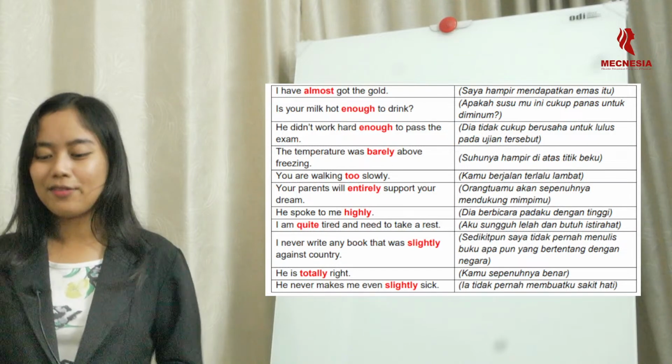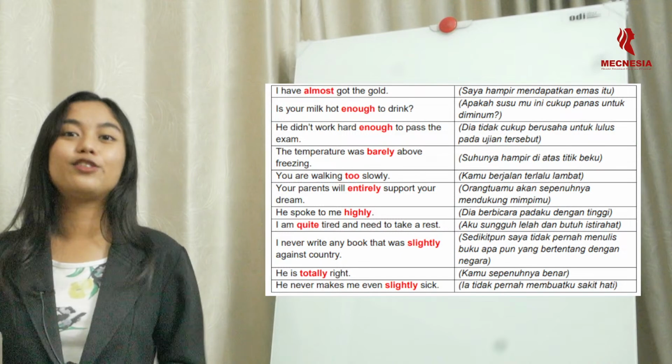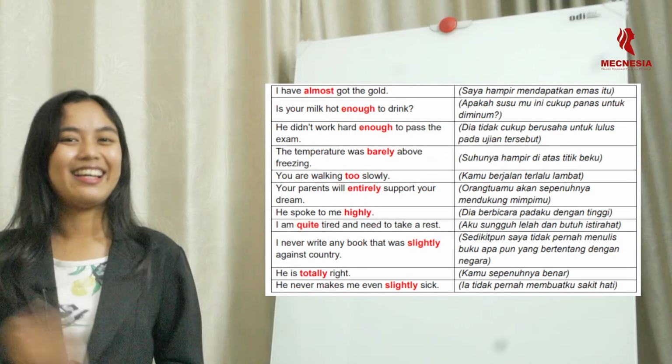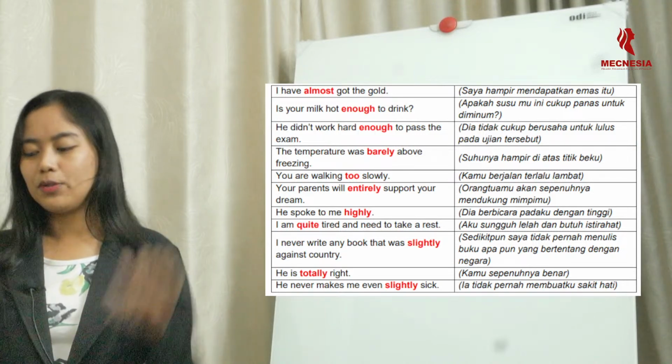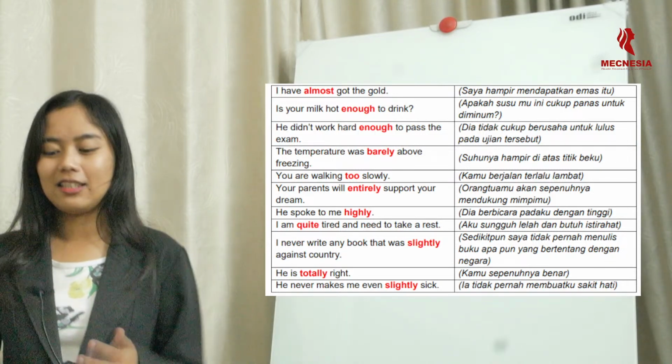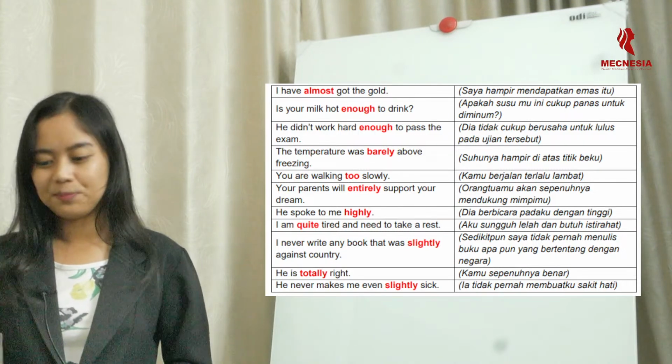Next, we have he is totally right. Let's say it together. He is totally right. Dia sepenuhnya benar. So in the sentence, the adverb totally is modifying the adjective right.